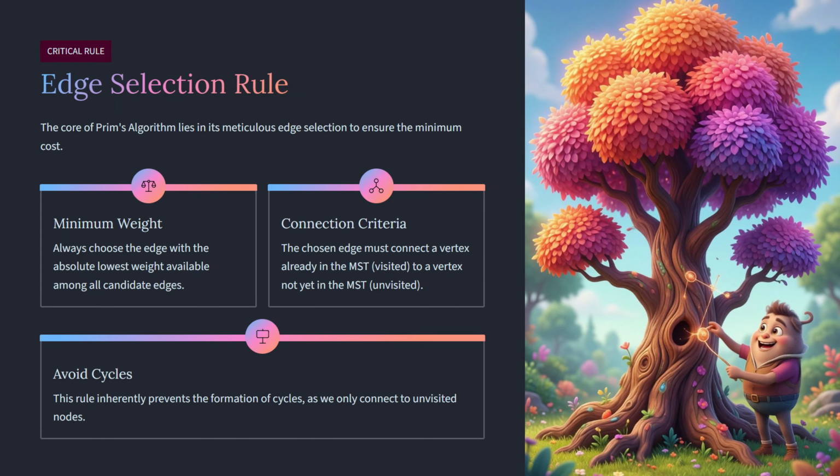The most important rule in Prim's algorithm is how we select edges. We always choose the edge with the smallest weight, but that edge must connect a visited node to an unvisited node. This rule automatically prevents cycles and ensures the tree grows correctly. If we violate this rule, the result will not be a proper minimum spanning tree.